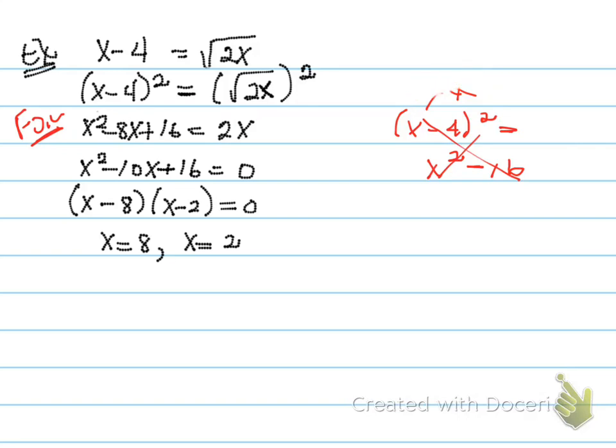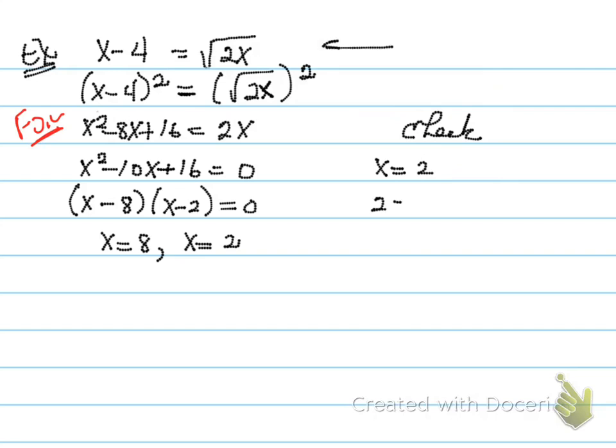Now let me erase this over here, because we have to check both answers this time. Let's start with x equals 2. Again, you're plugging it into this line up here. 2 minus 4. Does that equal the square root of 2 times 2? So 2 minus 4 is negative 2. And the square root of 4 is positive 2, so this is a false statement. That means that your x equals 2 solution you have to reject.